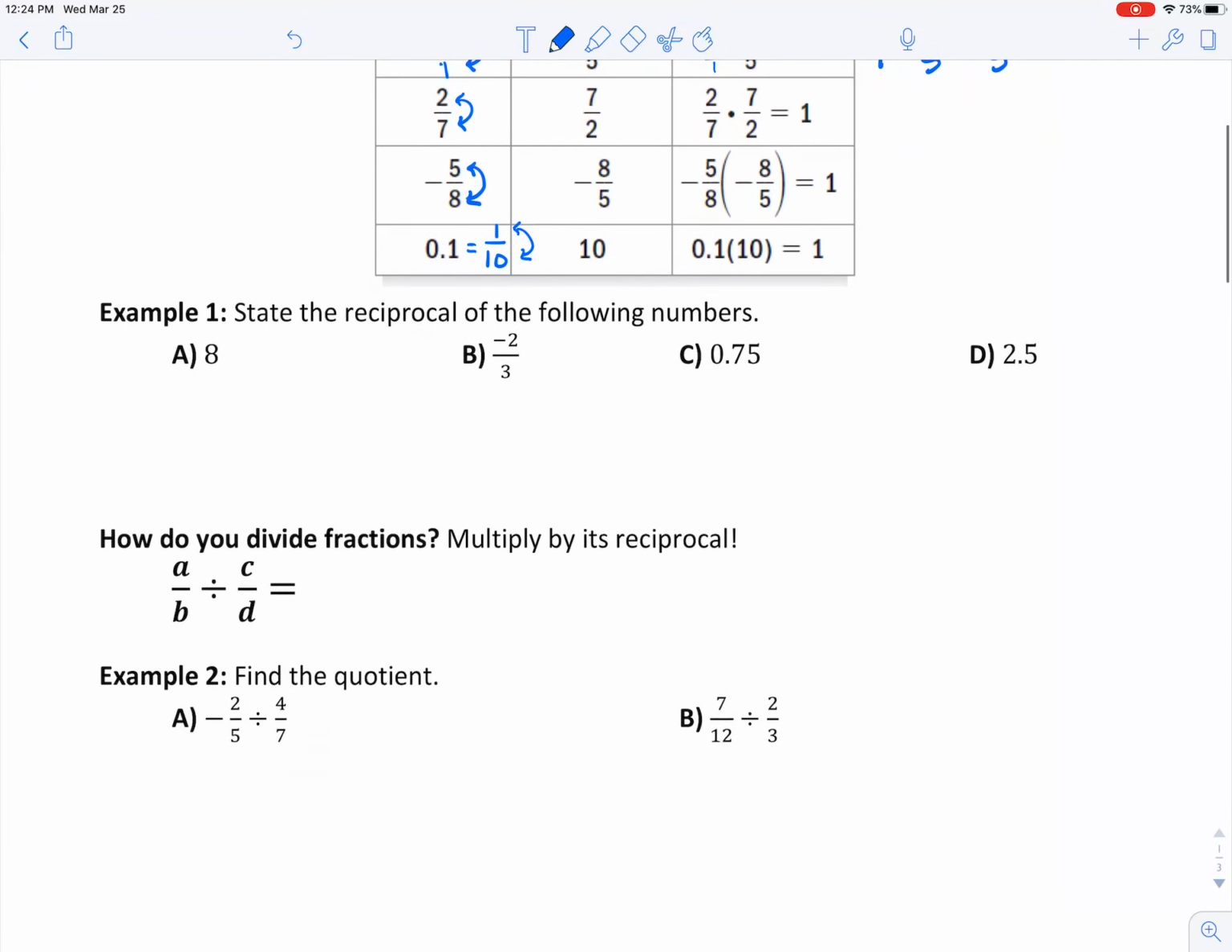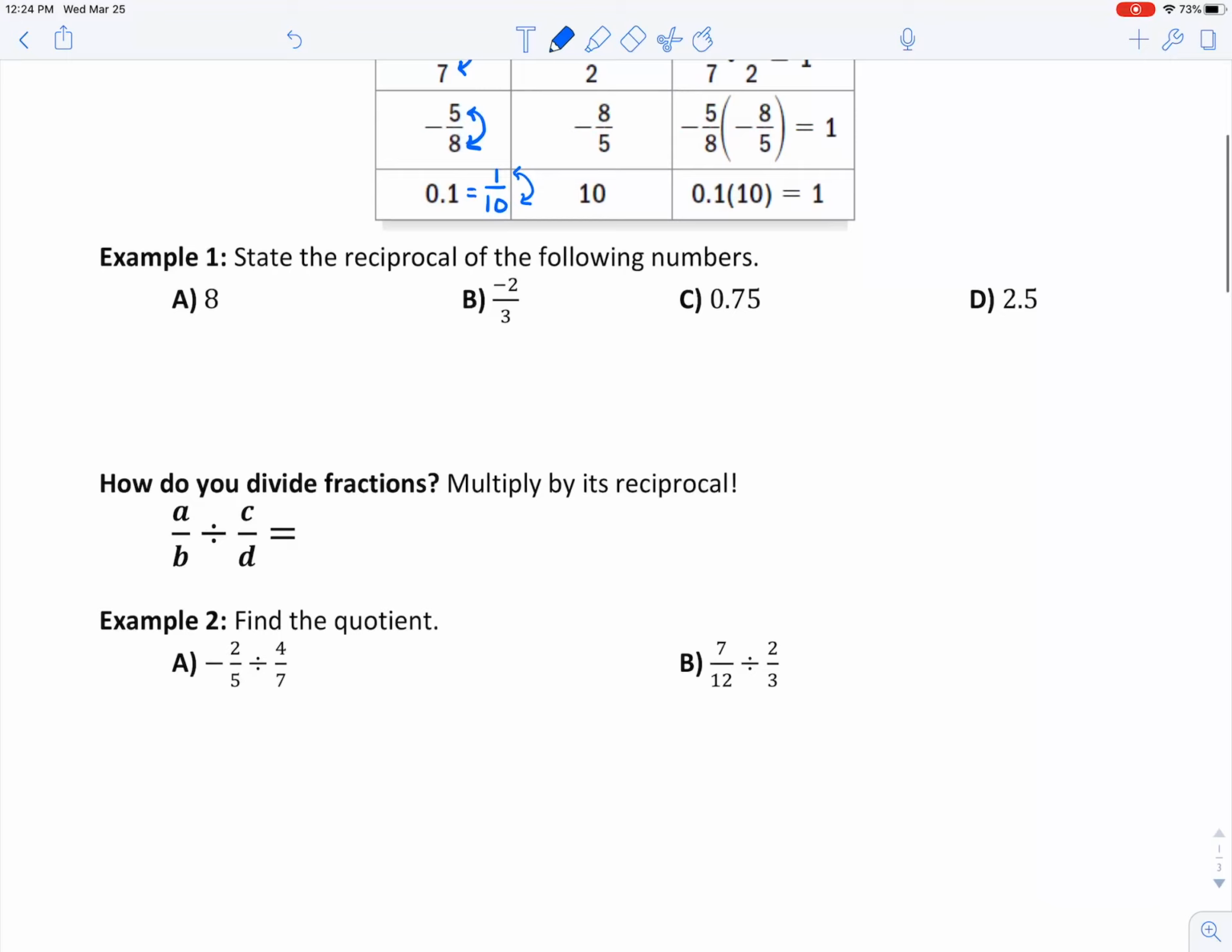All right, so example 1, state the reciprocal of the following numbers. So it helps if I write the number as a fraction first. The reciprocal of 8 over 1 is the flip, 1 over 8. All right, if we flip the next one, negative 2 over 3, that is 3 over negative 2.